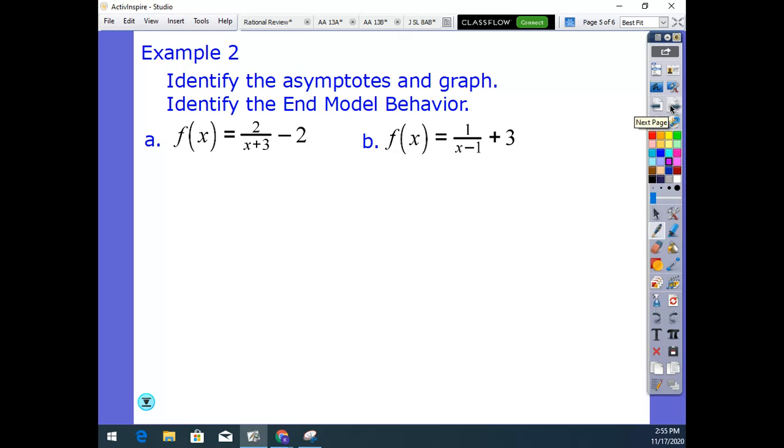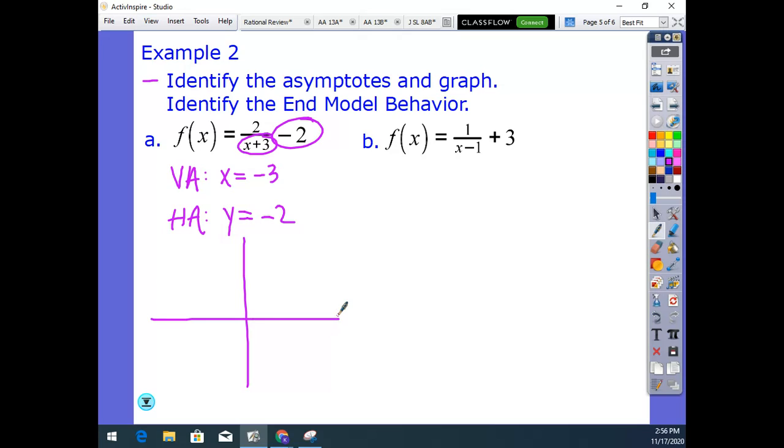All right, so this says identify the asymptotes in the graph. So copy down the first equation. What's the vertical asymptote? It's always what makes the denominator 0. Horizontal is y. All right.